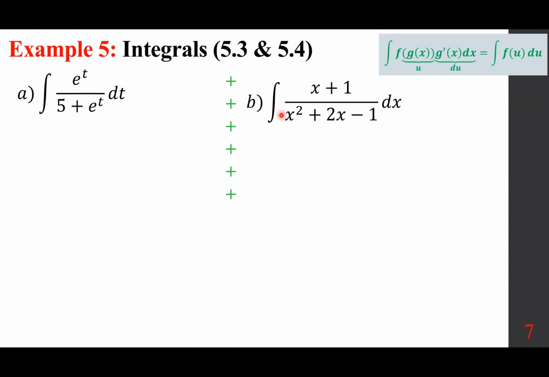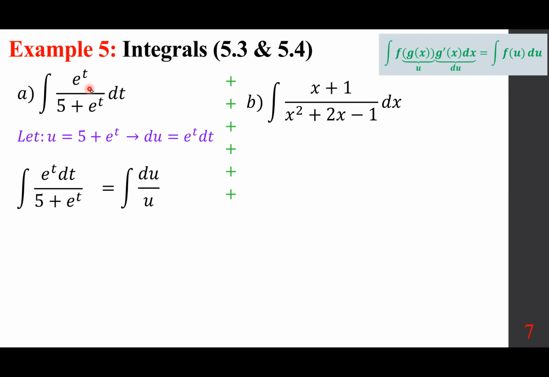Fractional expression, rational expression. We should always put them in lowest terms if we can. We cannot. We let the denominator be u. We've seen this in our lecture, by the way. du becomes e to the power of t dt. If you put this at top, then the numerator is du, which gives us natural log and a constant. Replace the u, you're done.